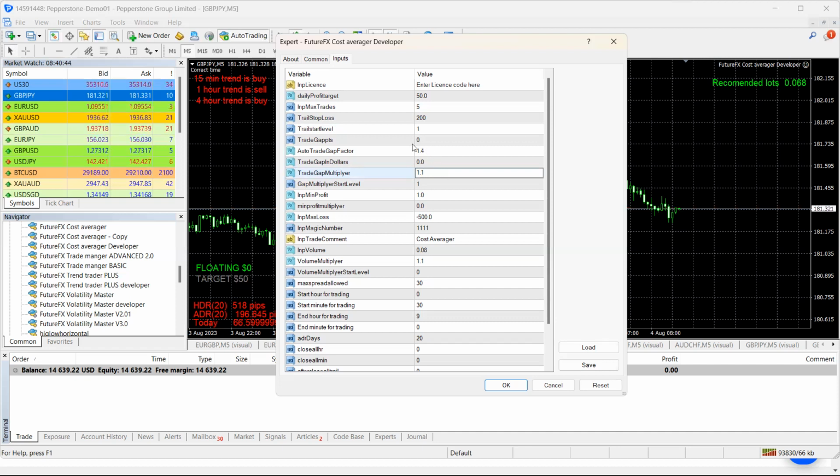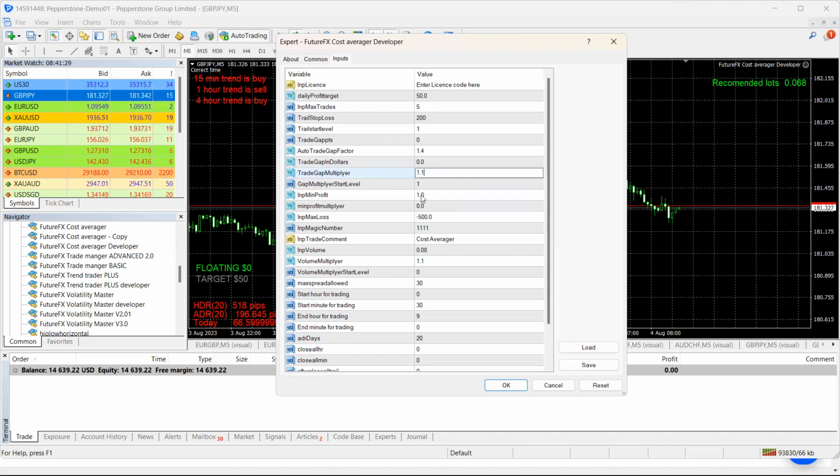So if the first 2 trades were 100 points apart, then the second and third trade will be 110 points apart, multiplied by 1.1. And then the next one will be times 1.1 further and further and further apart. That's simply to allow more market movement with less drawdown. And the gap multiplier start level, you can just select a level for the multiplier to start at. So you might want to keep the first 3 trades close together and then start to increase the distance between them. You can choose where that happens with this multiplier here.